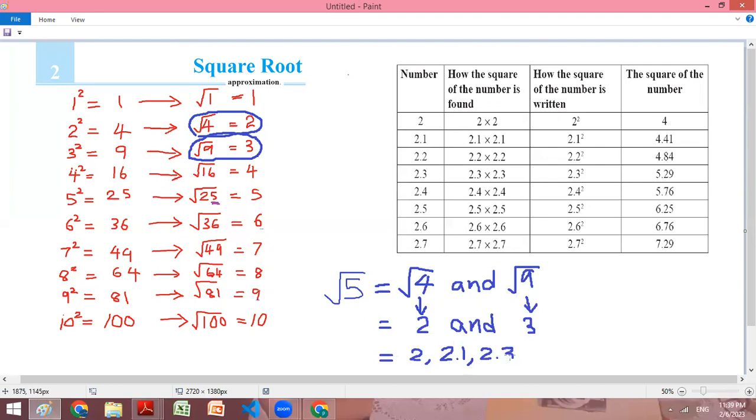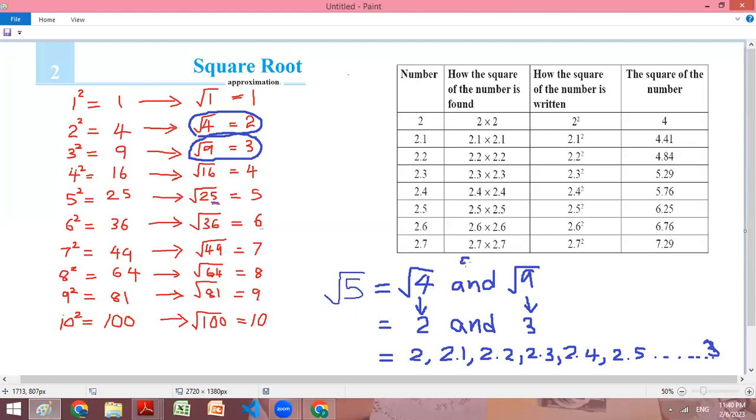Okay, 2.2 like this, 2.3, 2.4, 2.5, like this. Final value is 3. But we don't know what the approximation value of the square root of 5 is. But we can guess it.